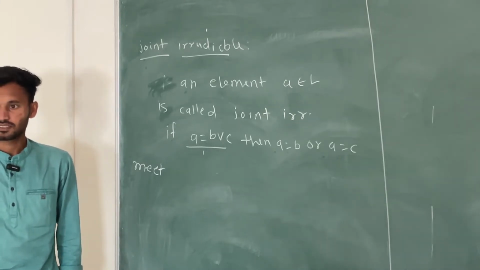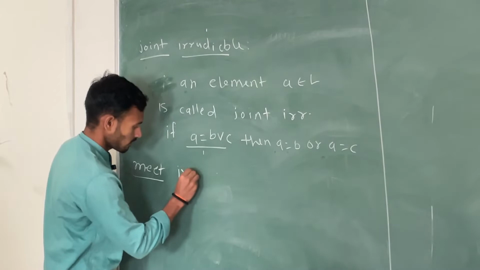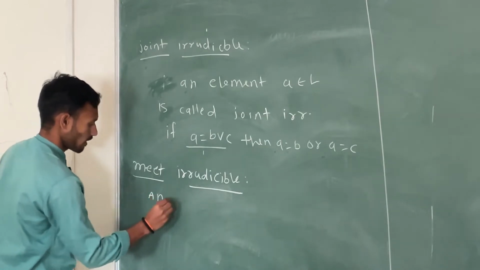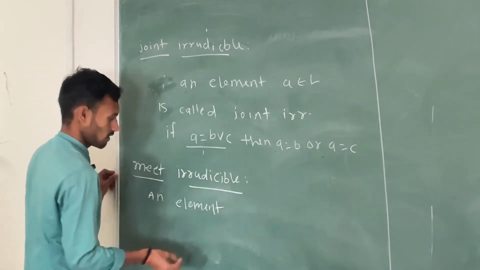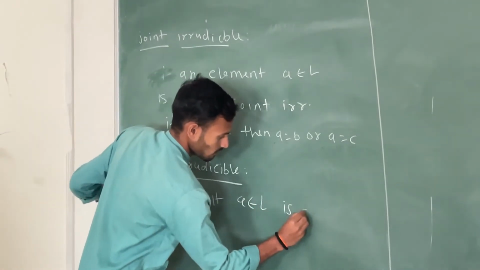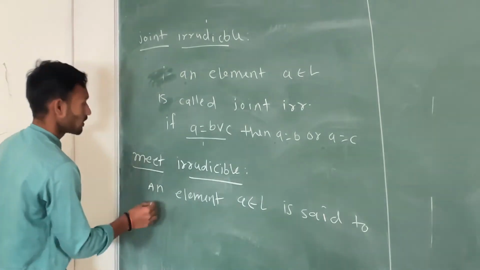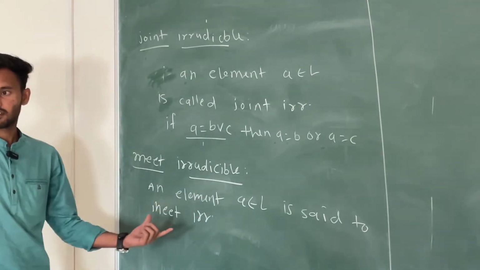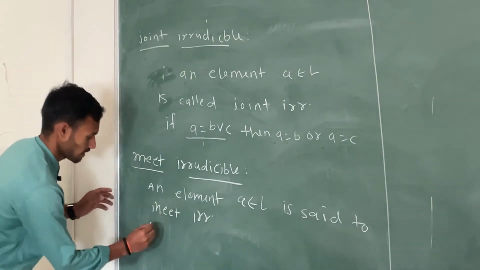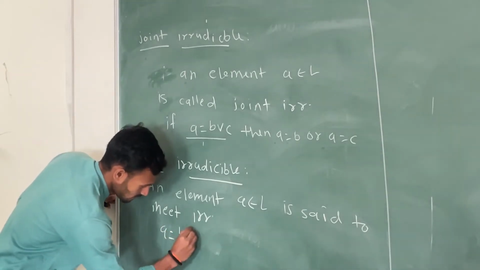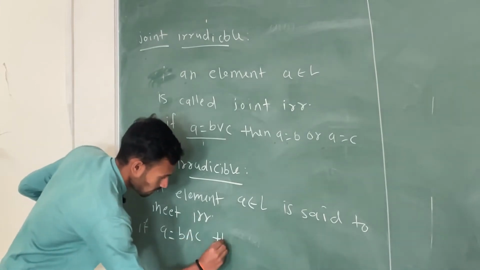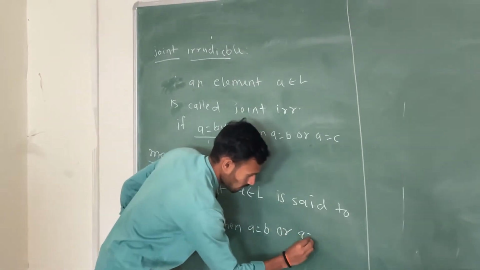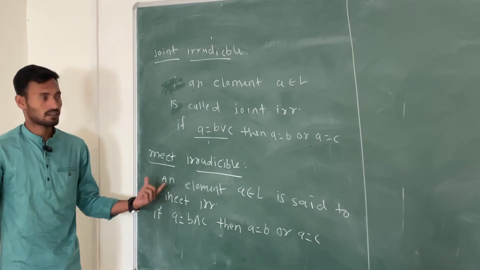Similarly for meet irreducible, an element A belonging to L is said to be meet irreducible if, what is the condition, A equals B meet C, then A equals B or A equals C. This is the meet irreducible.